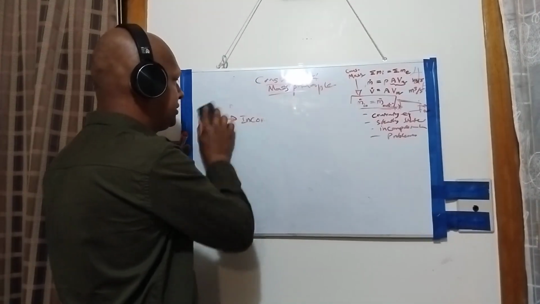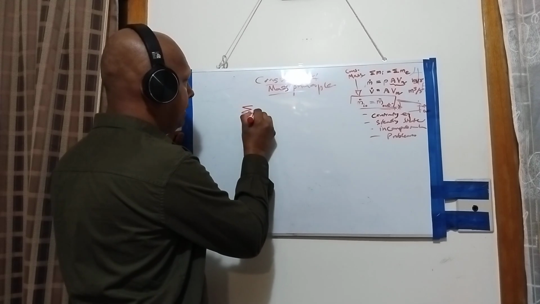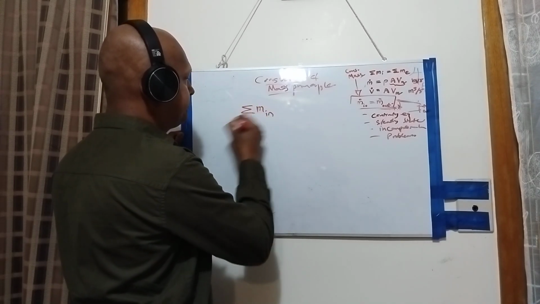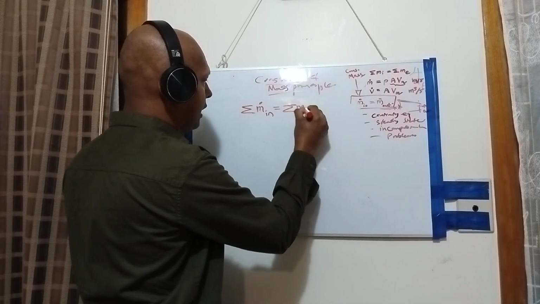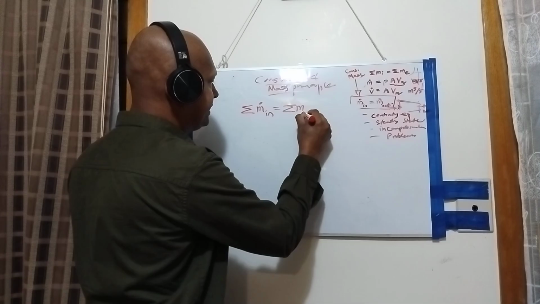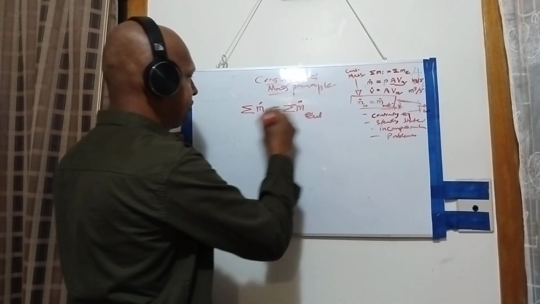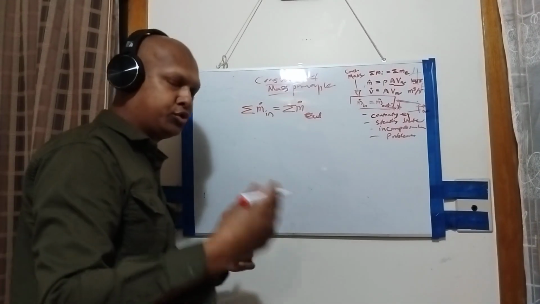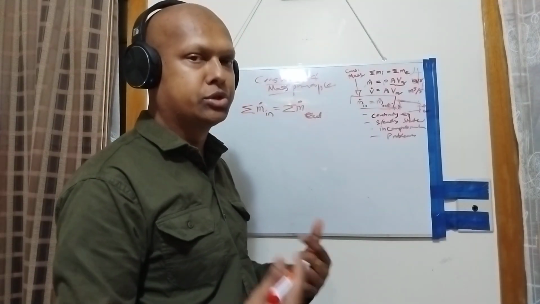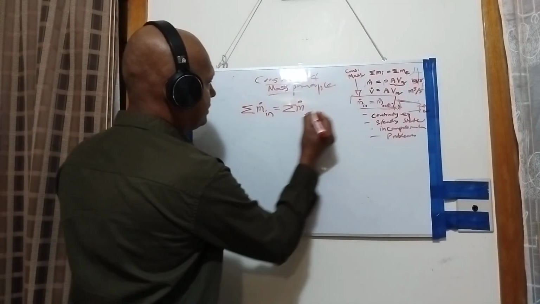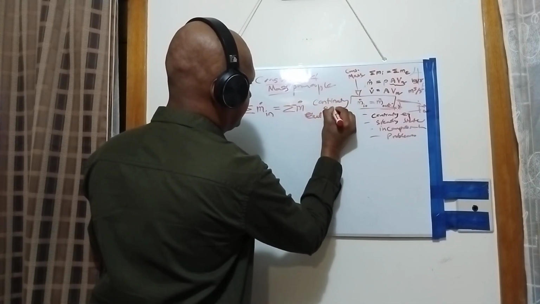conservation of mass principle, which we write as sigma m dot in equals sigma m dot out, or exit. So that's the conservation of mass. We also call this equation in engineering terms the continuity equation.